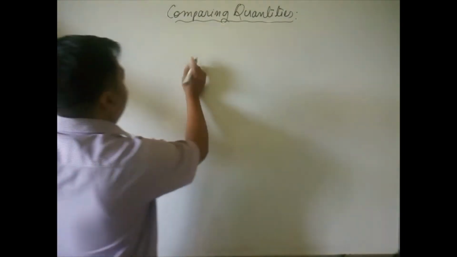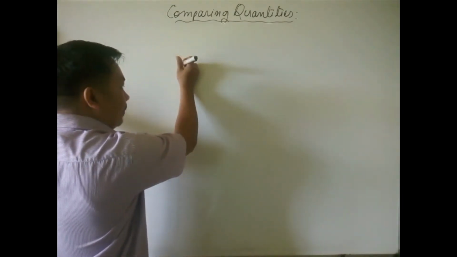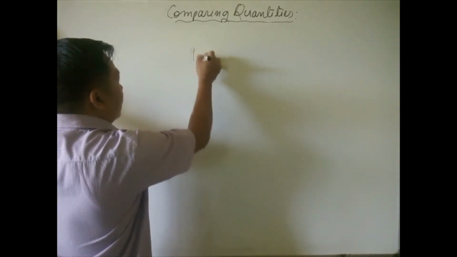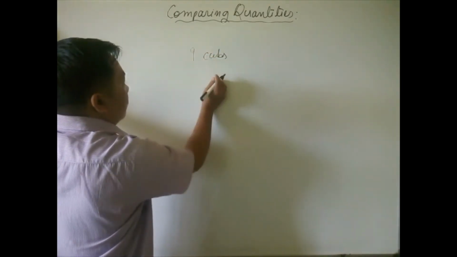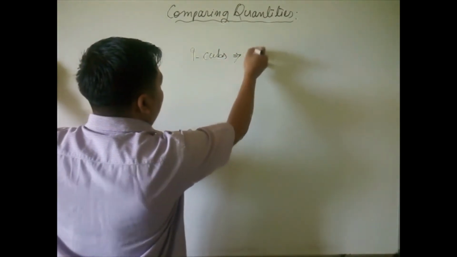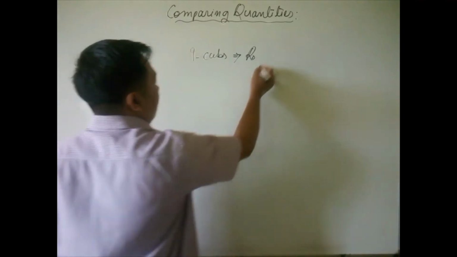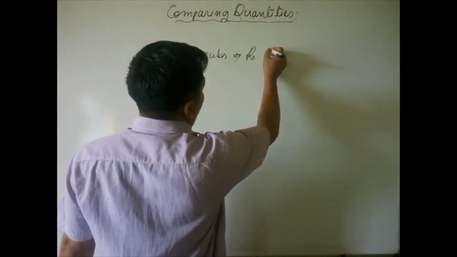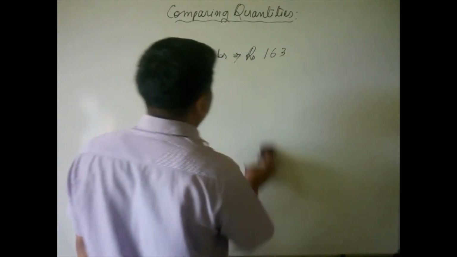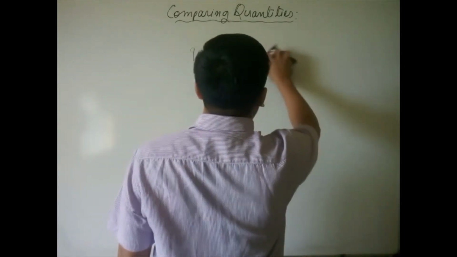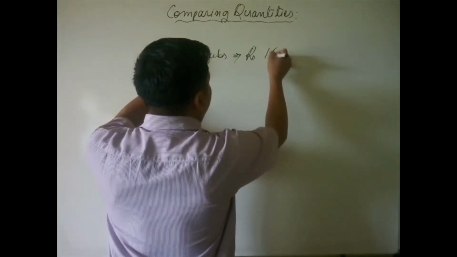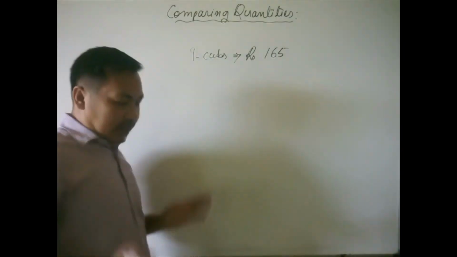By this, let me see here. For example, nine cups are there. Teacups, okay. 9 cups are there, and the cost of 9 cups is rupees, let us say, 165. 9 cups. There are 9 cups.